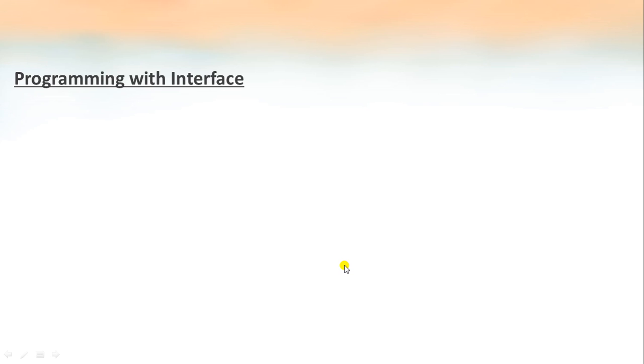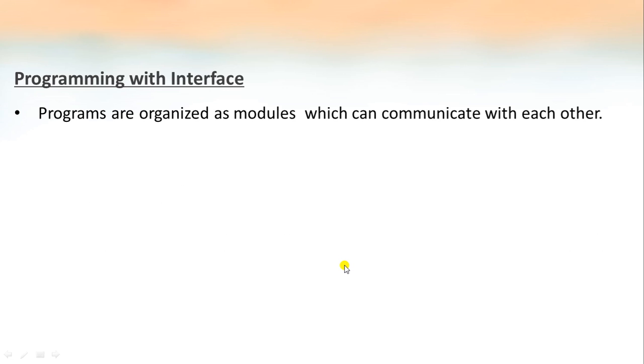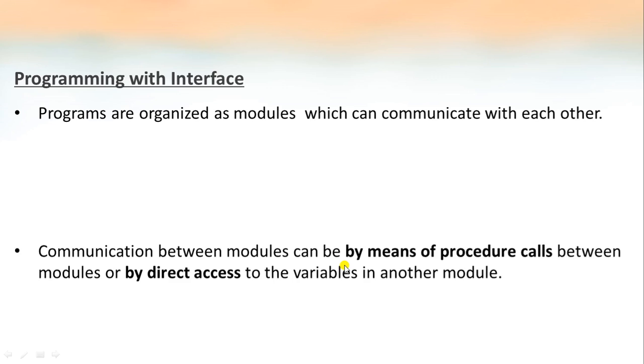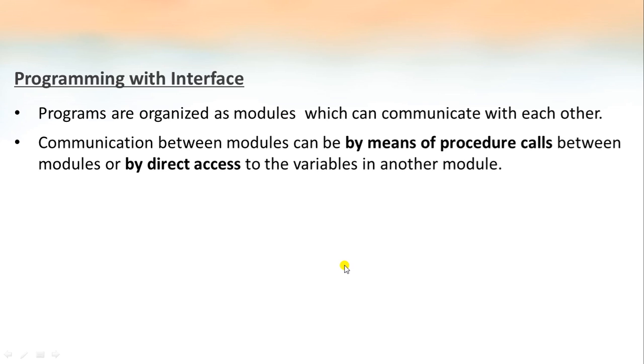Let us see programming with interface. We have already studied that usually big programs are divided into small modules, and all these modules will communicate with each other for the proper functioning of a particular program. And the communication between these modules can take place by two means. One is by means of procedure calls between the modules, or the modules can communicate by direct access to the variables in another module.